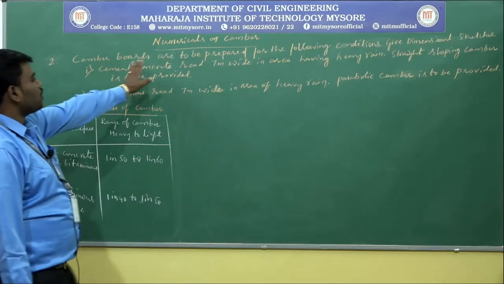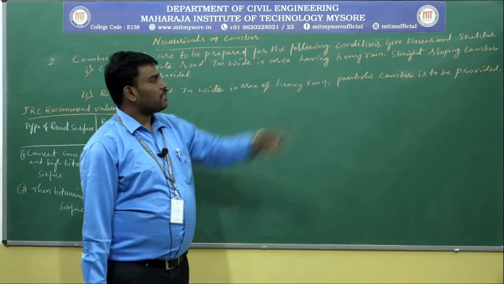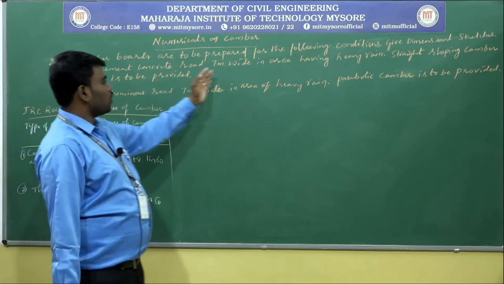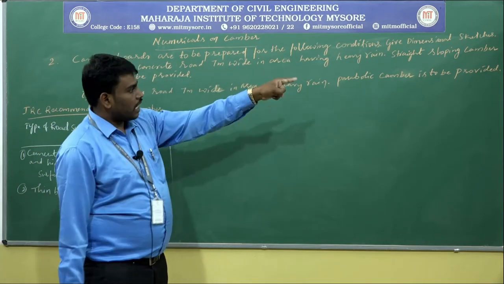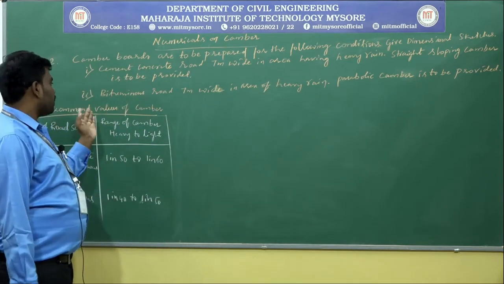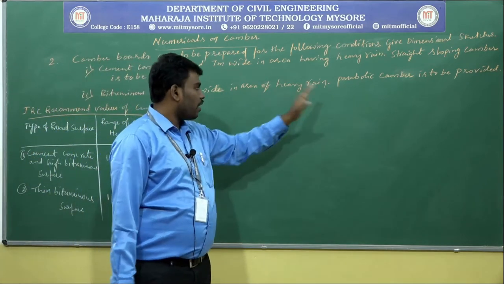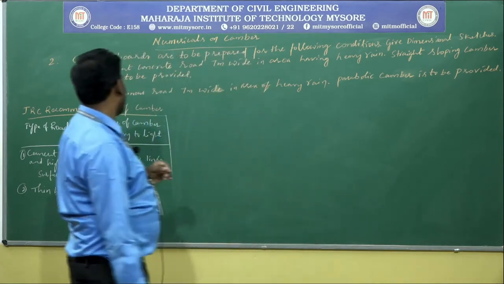Camber boards are to be prepared for the following conditions. Give dimensional sketches. The first one: it is a cement concrete road 7 meter wide in an area having heavy rain. Straight sloping camber is to be provided. Second one: it is a bituminous road 7 meter wide in an area of heavy rain. Parabolic camber is to be provided.